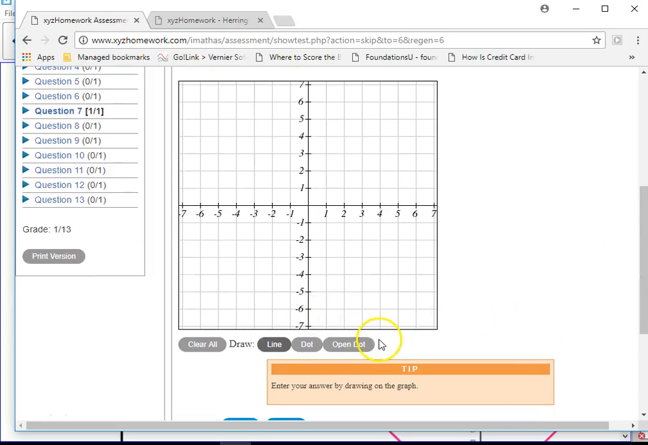Okay, so I need a line that goes y equals 3 from here. Let's try this again. So I double clicked there, I'm going to -1, and I want my line to stop. Okay. The next part of the line I need to graph is y equals -x plus 2.